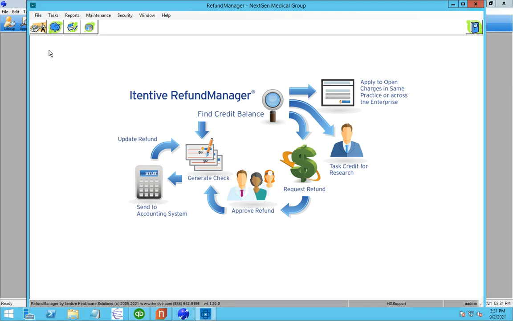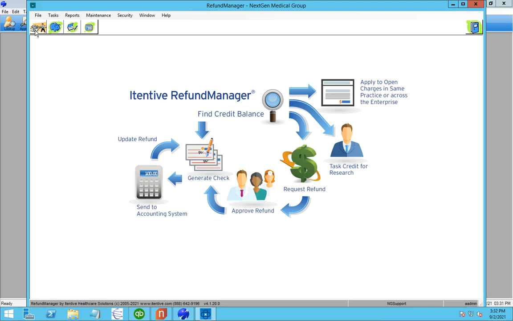For the demonstration today, we're going to walk through the Credit Scout, which is the NextGen facing piece of RefundManager. This is where you search for line item credits and then decide what action you're going to take on those credits. Those actions include being able to distribute the money, which keeps the money in-house by moving it between charges and counters or practices, or you can go ahead and refund the money, which sends the money out to the accounting system that eventually cuts a check and sends it back to the patient.